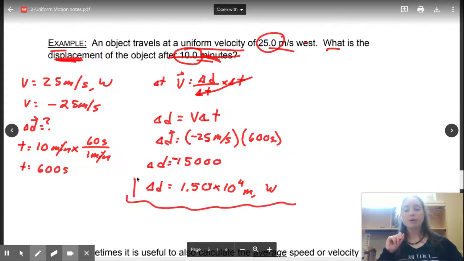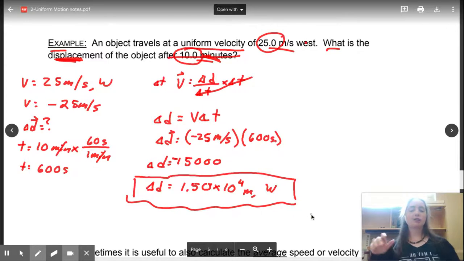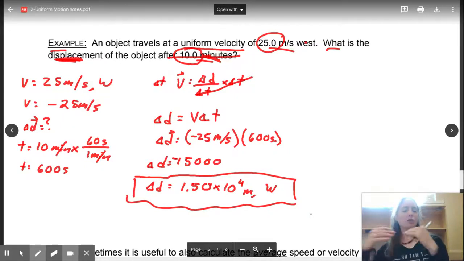Now, I also ask that you either underline or box your final answer, so that it's easy for me to see what you want me to mark. If you box your answer, you are communicating to me, Mrs. Bray, this is the answer I want you to mark. That way I'm not deducting points for a partial answer or something. So box your final answer or underline it or make it clear to me that that's what you want me to mark. Okay? Alrighty, ladies and gentlemen.